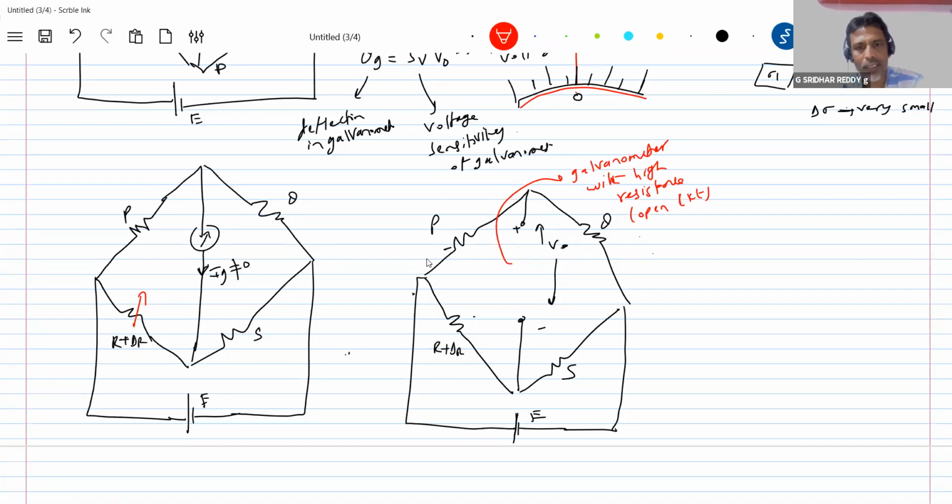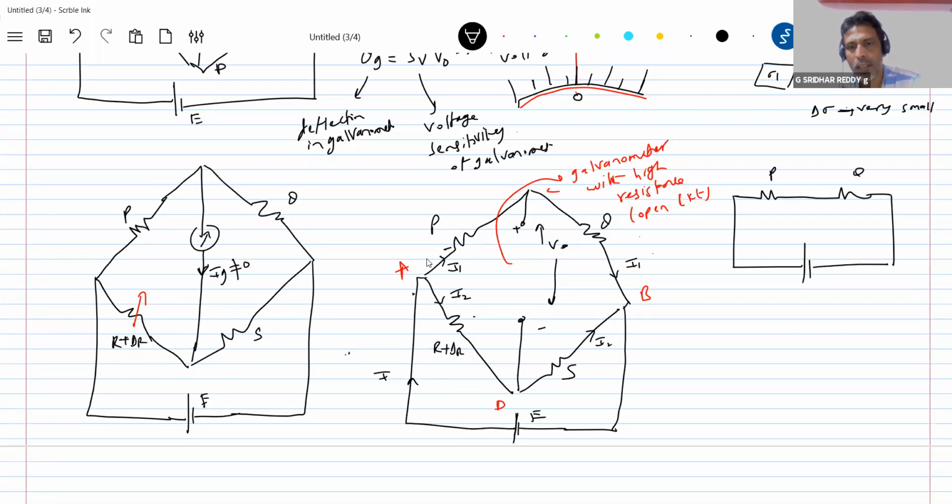Okay, let's calculate the things now. As we know, this is V, A, C, and this is D. The current will flow. Let this be I1. Let this be I2. This is similar to a potential divider formula. Shall I make it separate so that it's easy for you?